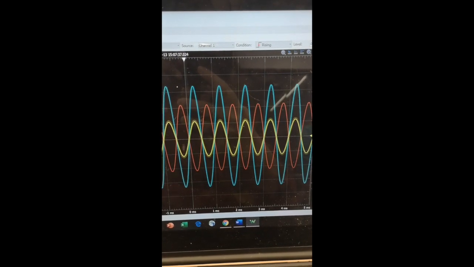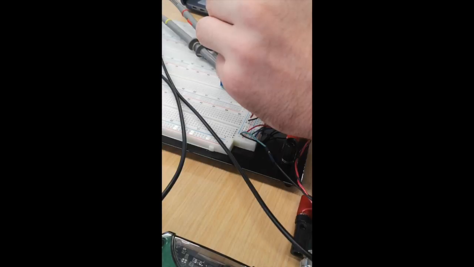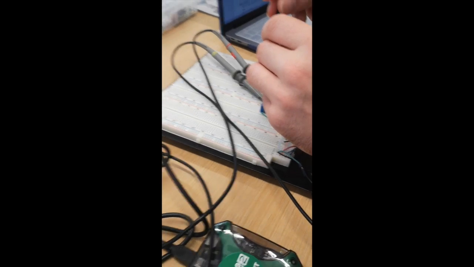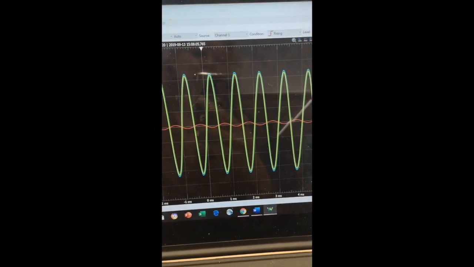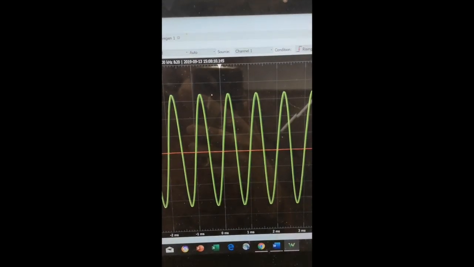And then to get back to the minimum, we just screw it back the other way. Like that. So now we're getting it back down to the minimal voltage, as you can see. The curves reach almost zero peak-to-peak amplitude.